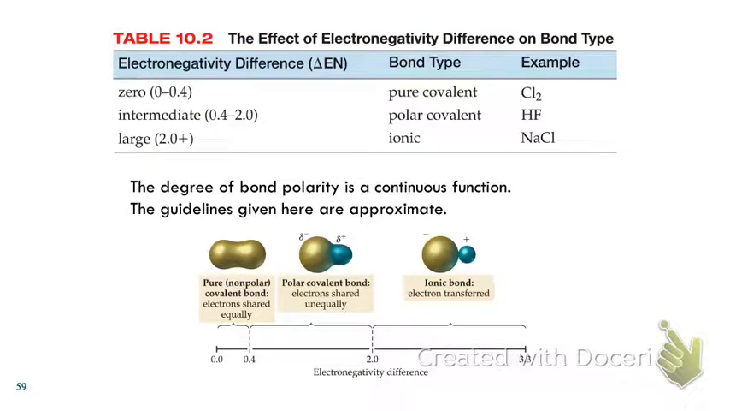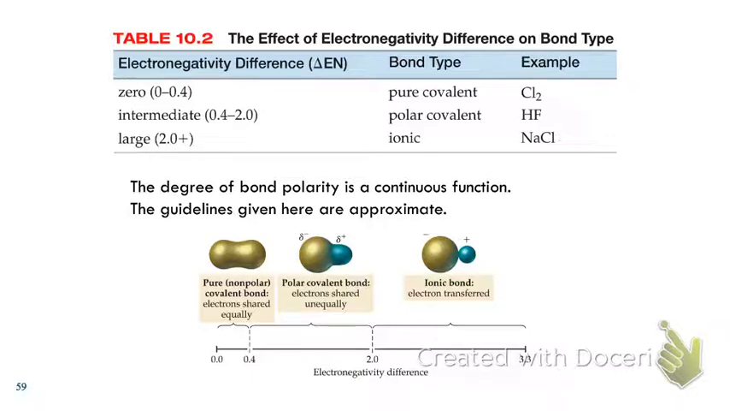So like many things, there are not hard and fast divisions between these different types of bonds. It's sort of a sliding scale. The electronegativity difference can vary from 0 up to 3.3. That's the largest electronegativity difference.